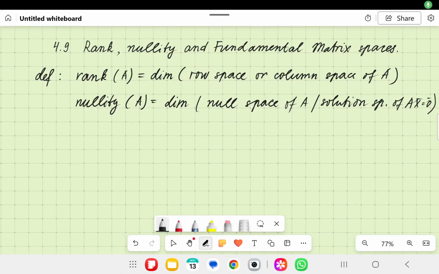Hello everyone, we are going to start section 4.9, the last section in chapter 4. We're going to talk about rank, nullity, and fundamental matrix spaces.